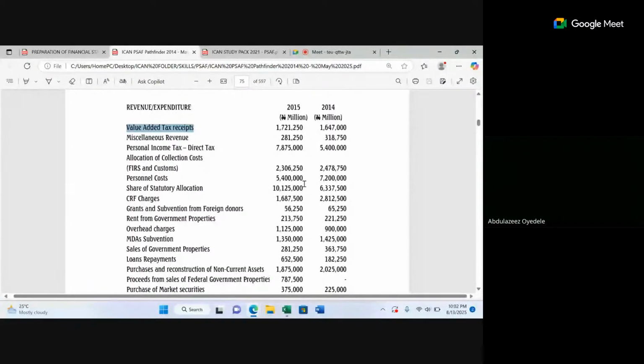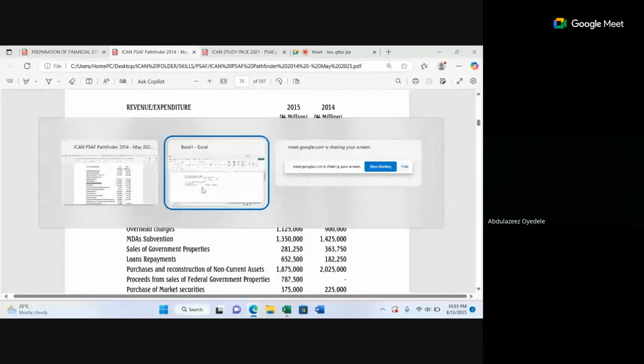So we are moving. Then the next is, let's see if there's allocation from FAC. This is miscellaneous revenue, personal income tax, allocation of cost of collection. Okay, this is personnel costs. This is statutory allocation. Yes. So this is their share of statutory allocation, 10,125,000.